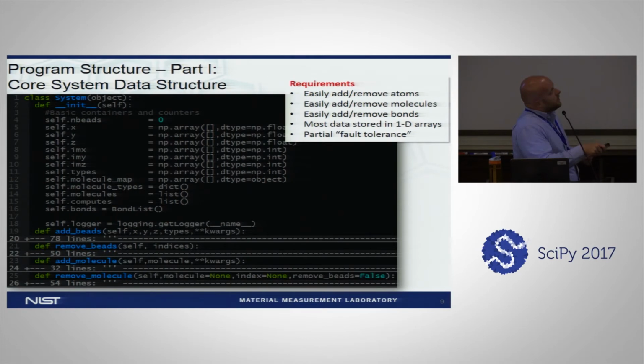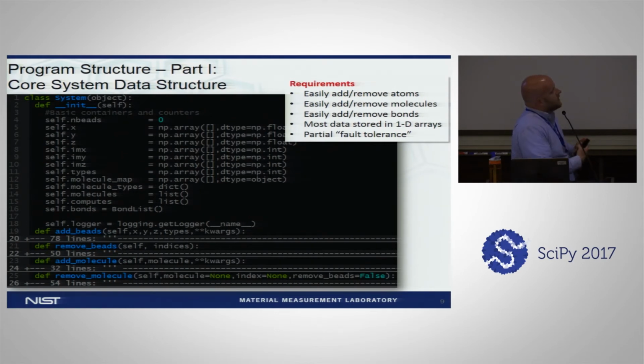The other benefit of going with this less object-oriented approach is that if we wanted to translate this to C++, or even a Cython extension, it would be exceptionally easy to write these as C++ vectors or C++ arrays.